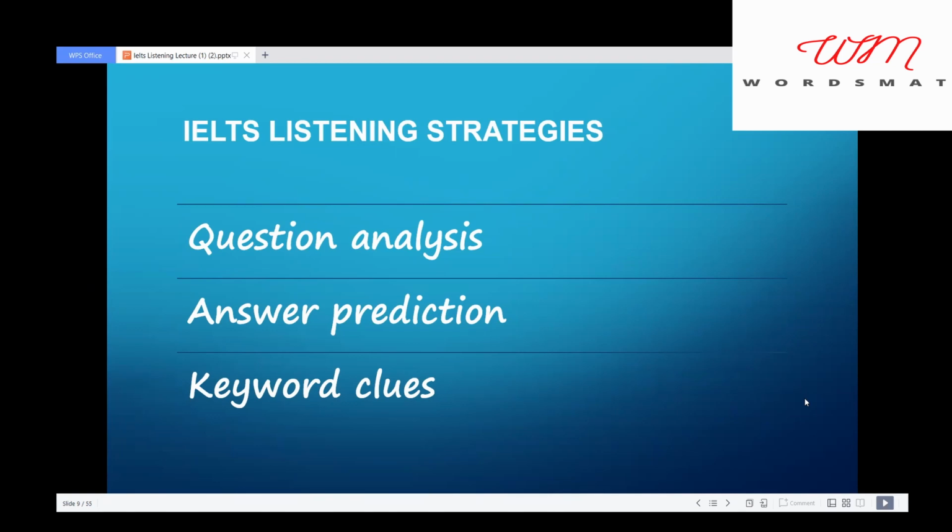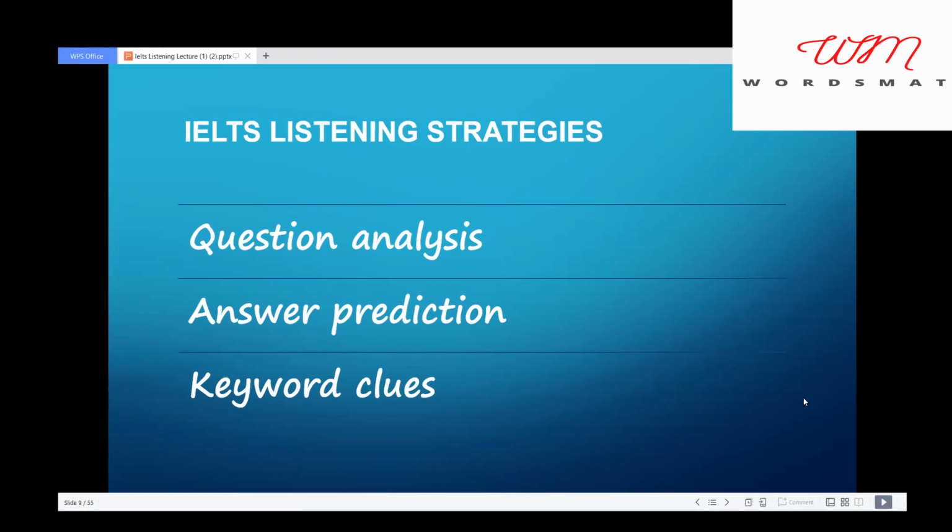Strategy number 2 is about answer prediction. Answer prediction means you must be able to predict what is going to appear here. If the first name is written and we have a blank right next to it, you can predict that here we are going to listen for a surname. The given name is there and you will listen for the family name or surname.